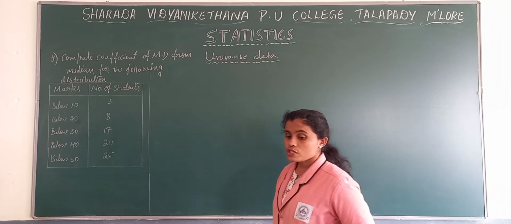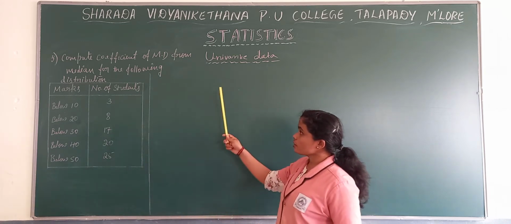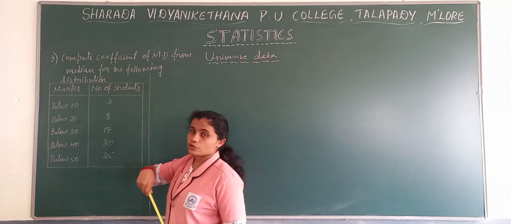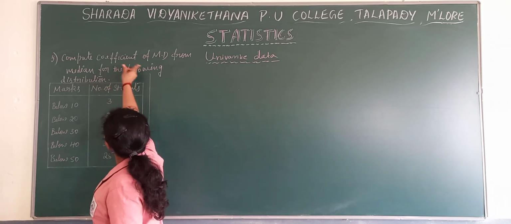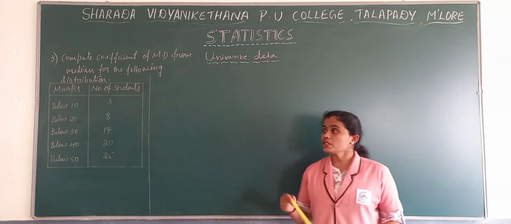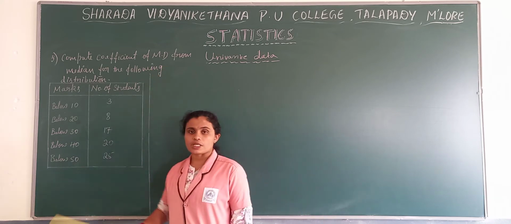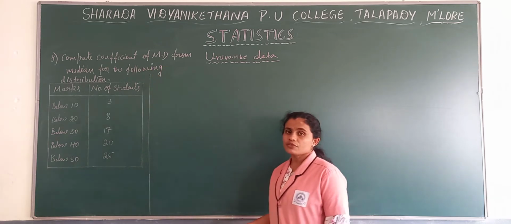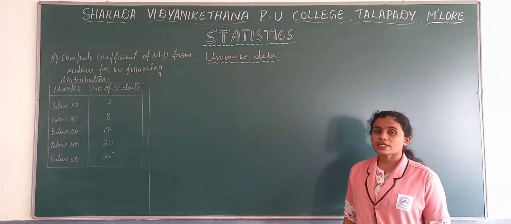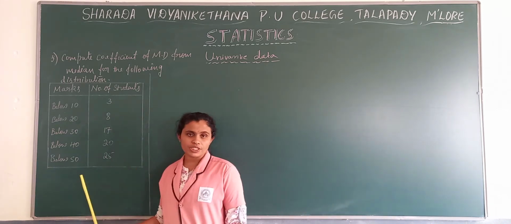Here the problem says: compute the coefficient of mean deviation from median for the following distribution. They have mentioned coefficient of mean deviation. We know that to find the coefficient, firstly we need to find the mean deviation from median. Then only we can get the value of the coefficient. So before that we need to find the median here.